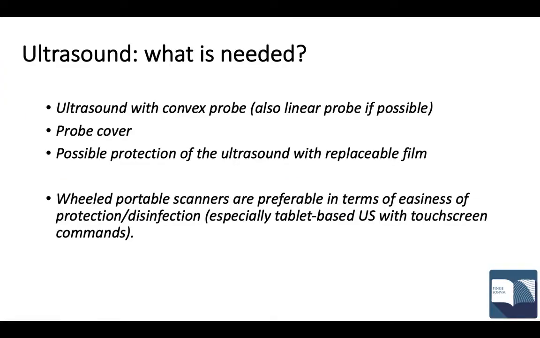What we need to perform COVID pneumonia ultrasound is an ultrasound machine with convex probe. Also the linear probe is useful if available. We need an eventual probe cover to protect our probe, and a possible protection of the ultrasound machine with a replaceable film. Wheeled portable scanners are preferable in terms of easiness of protection and disinfection. Especially tablet-based ultrasound with touchscreen commands are easy to clean.